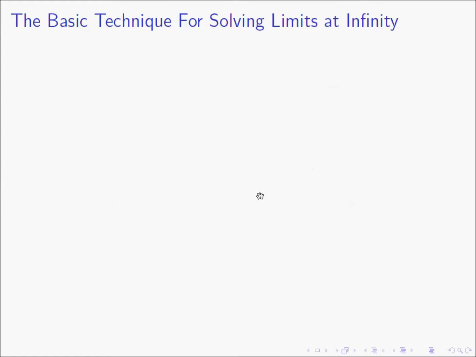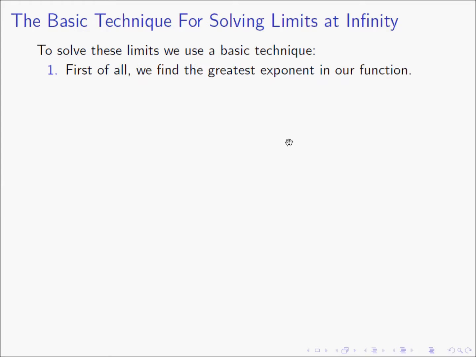So let's talk about how to solve these limits. And the neat thing about limits at infinity is that there is a single basic technique that you can use for almost any limit at infinity. And it has several steps. The first one is to find the greatest exponent in the function.